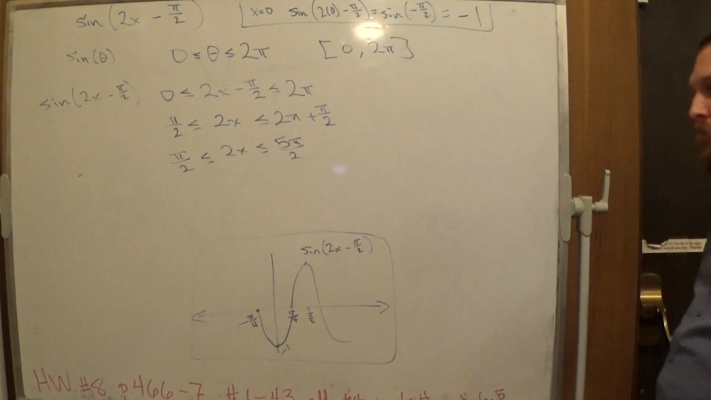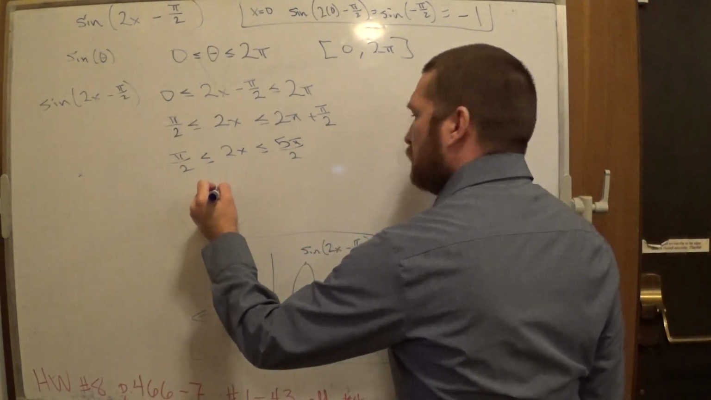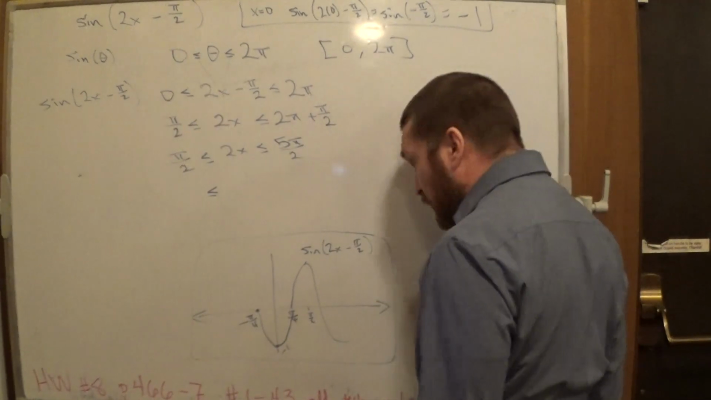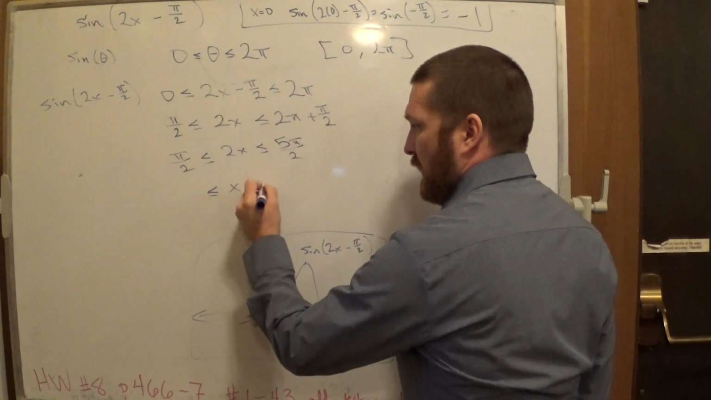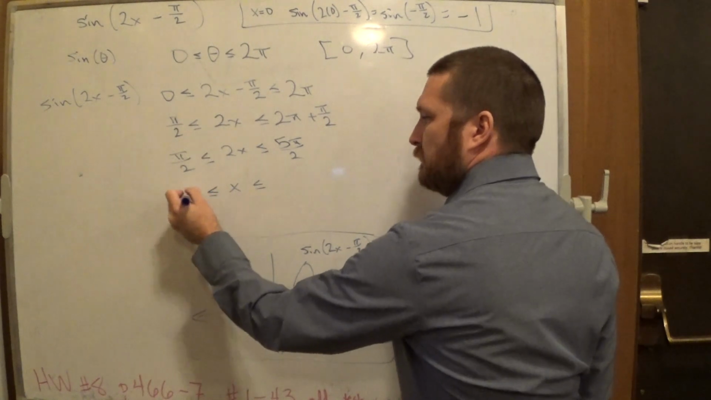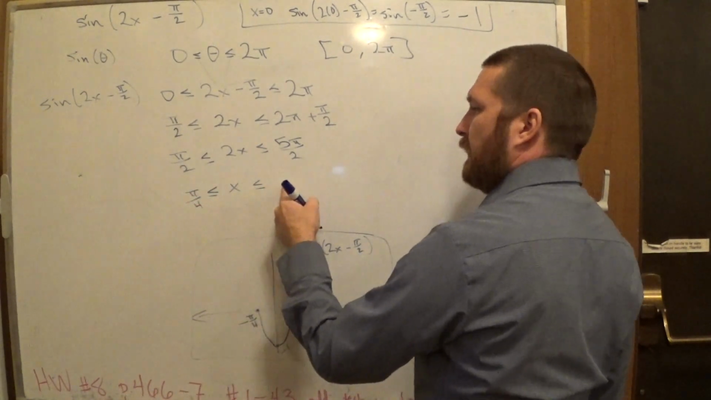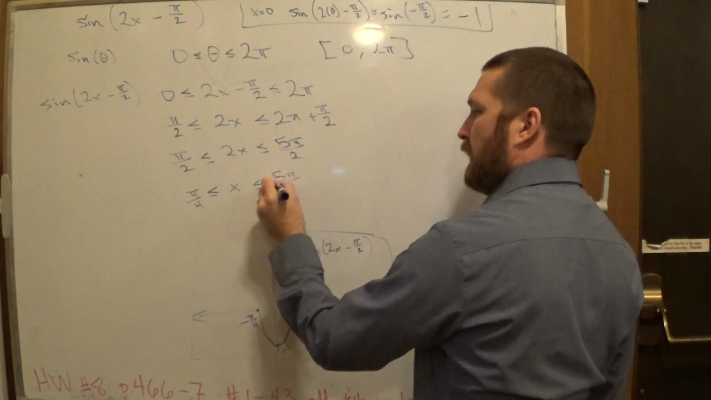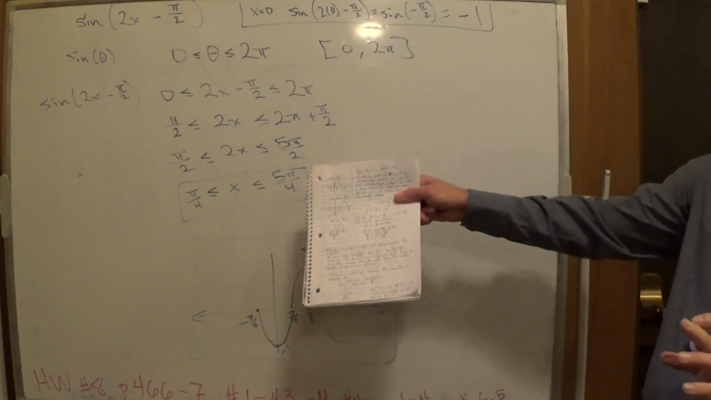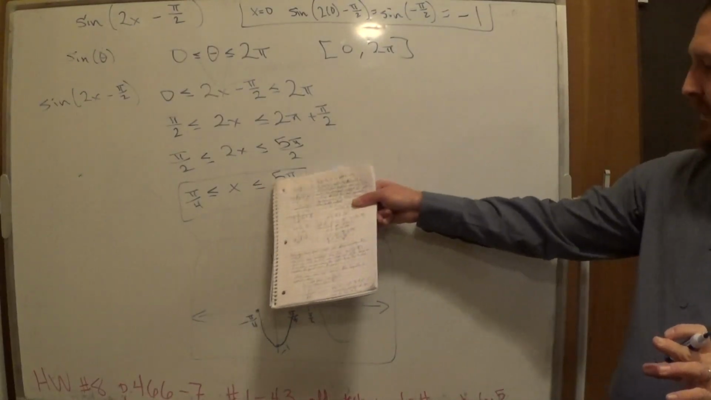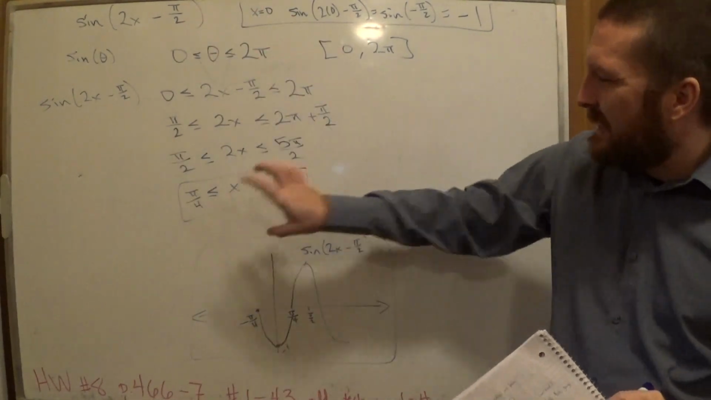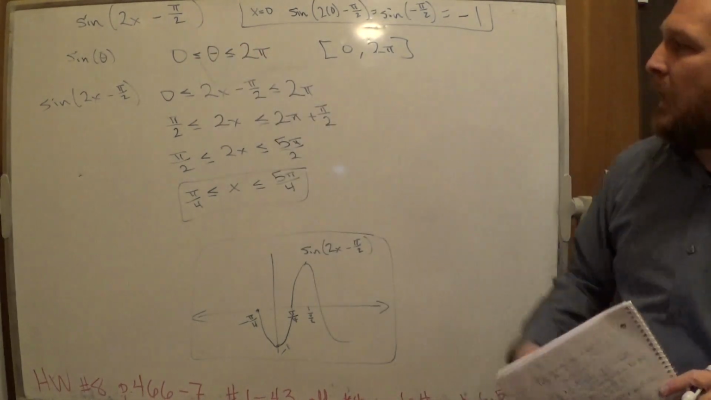Now divide by 2. Do we have to flip the sign? No, that's only for negatives, which, if it was a negative 2, you would definitely want to do that. In this case it's not, so I've just divided everybody by 2, and what do I get over here? Pi over 4. And over here, 5 pi over 4. So what this says is that when x ranges between pi over 4 and 5 pi over 4, sine is going to do the same thing that it does from 0 to 2 pi.